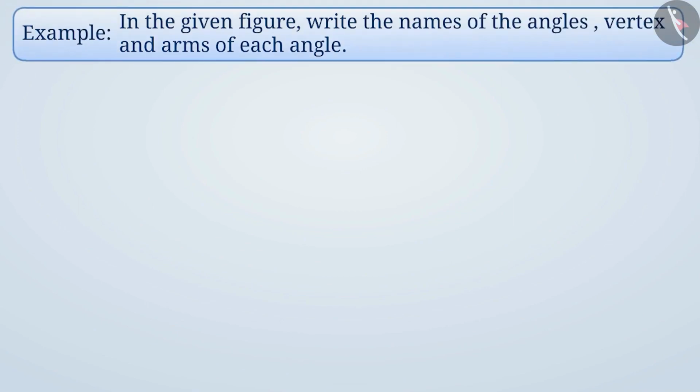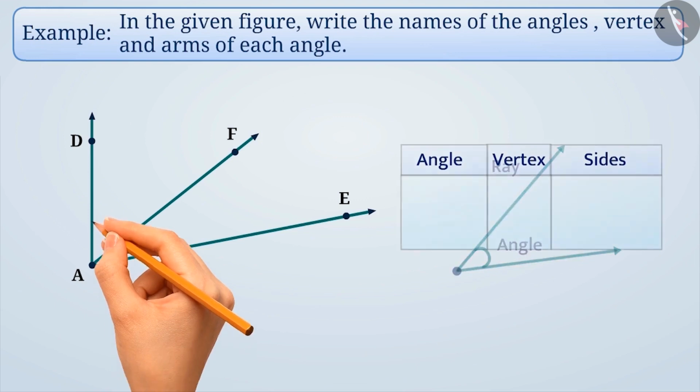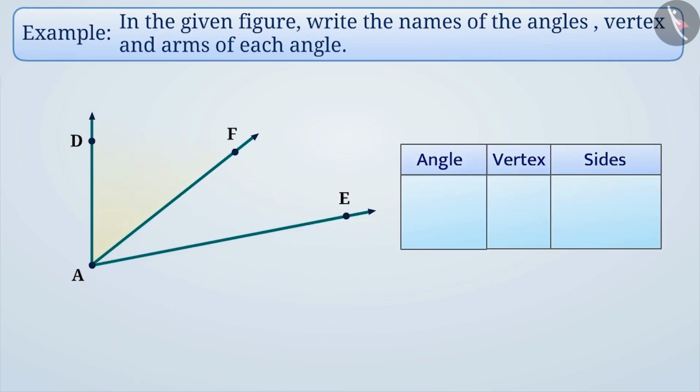Next example. In the given figure, write the names of the angles, vertex, and arms of each angle. Two rays with a common starting point make an angle. In the given figure, ray AD and ray AF make angle DAF. We can also call it angle FAD.